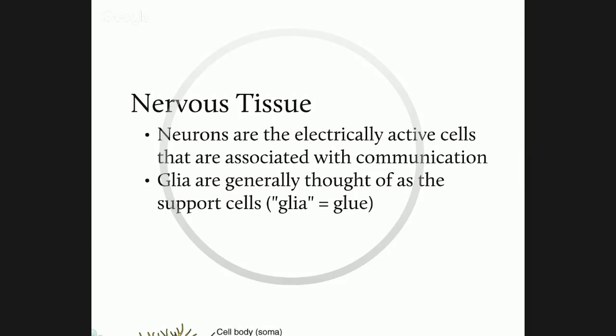It is true that in the last few or several years, there's been some serious data suggesting that glia are also involved in electrical signaling in the brain nervous system.